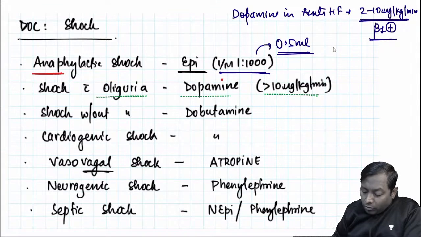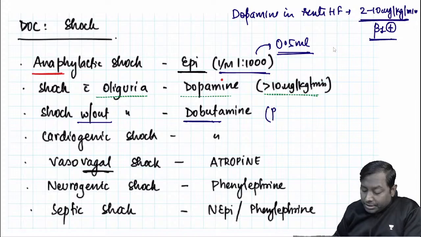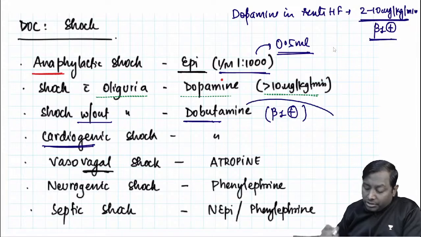Without oliguria we are going to use dobutamine. Dobutamine is the selective beta 1 agonist. In fact, dobutamine is also considered the drug of choice in a patient with cardiogenic shock, and it is also considered the drug of choice in a patient with acute heart failure. Acute heart failure, maybe also it's a preferred drug. Vasovagal shock, maybe we are going to use the drug atropine.